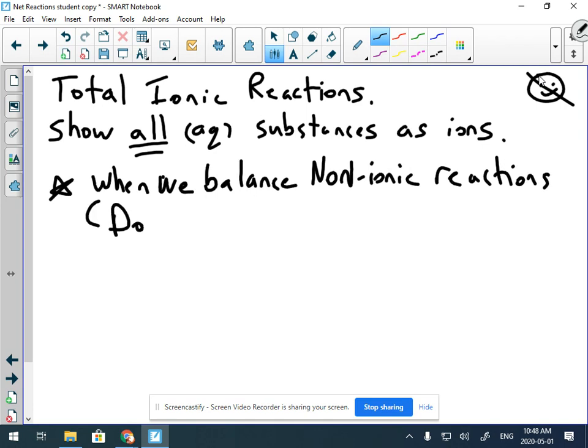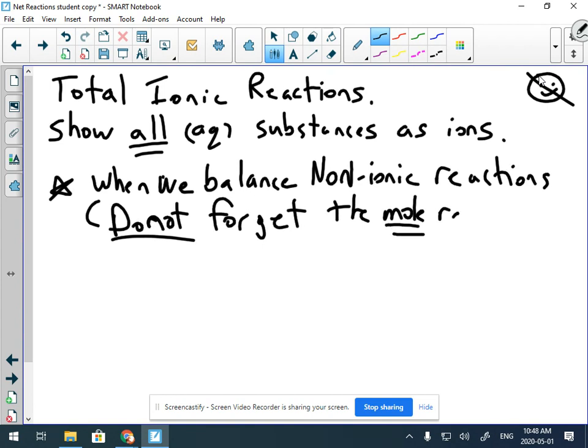do not forget the mole ratios. So this is the second step of writing these reactions that we're going to get to called net.